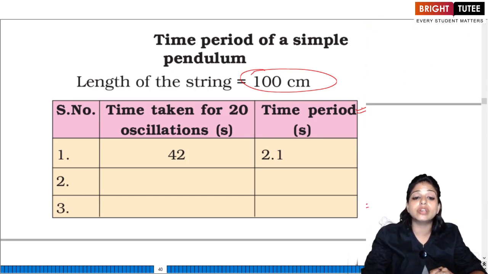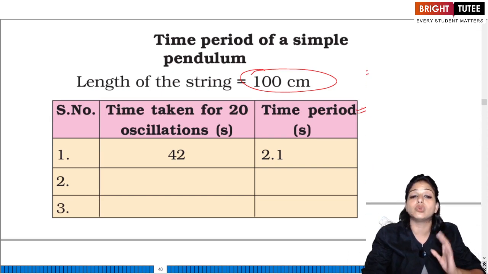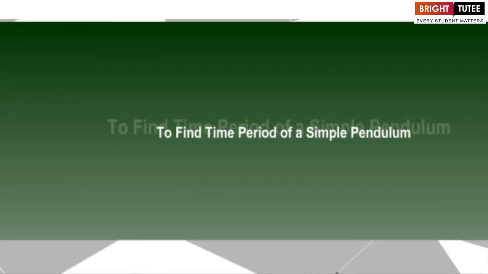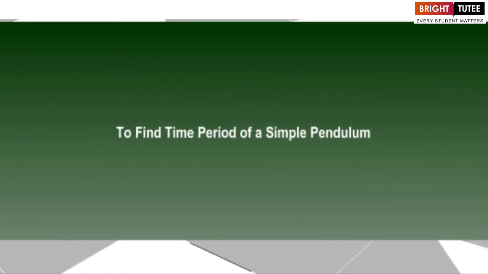So here we understood that we can conduct this experiment two to three times and then we will be done with finding out the time period of a simple pendulum.